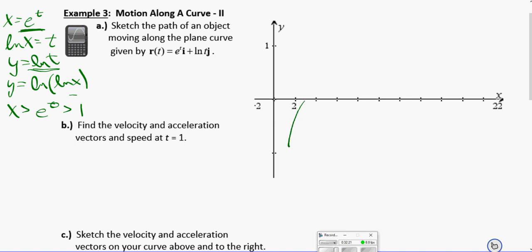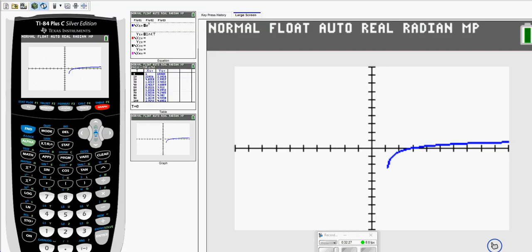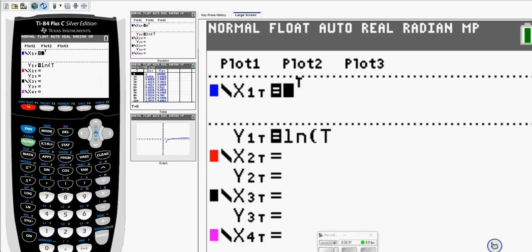The graph looks like this. We're going to graph it on the calculator in a second. So let's take out our calculator. Let's graph this puppy. Here's me graphing it in parametric mode.